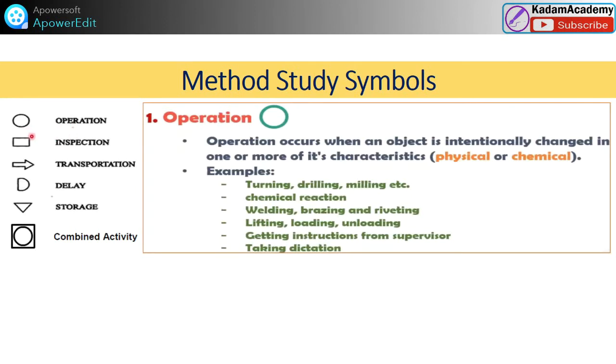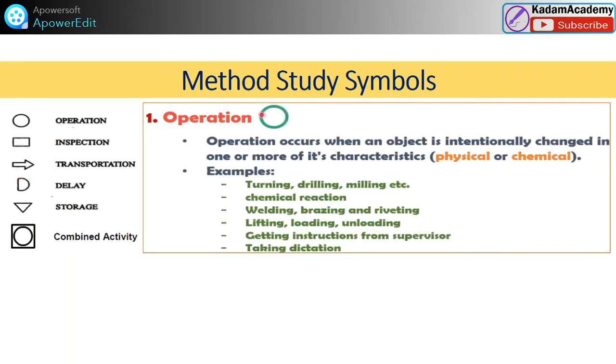First is the operation. It is represented by a circle. Inspection by a rectangle, and transportation by an arrow. Delay is like a big D, and storage is a triangle. The sixth one is the combined activity, a square with a circle inside it. We will study these one by one with examples.